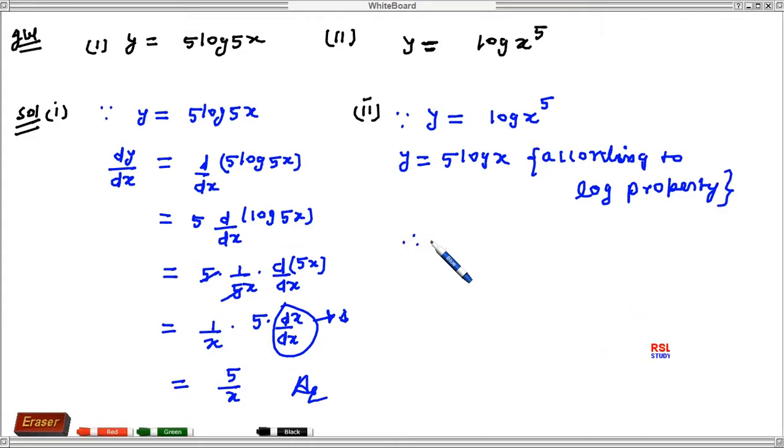So in the denominator there will be only x, and in the numerator there will be 5, so 5 by x will be the answer.